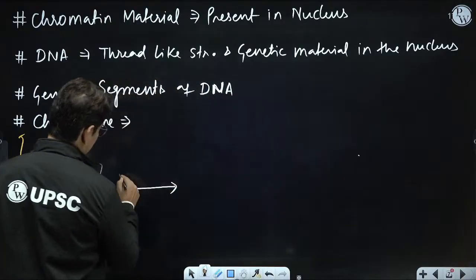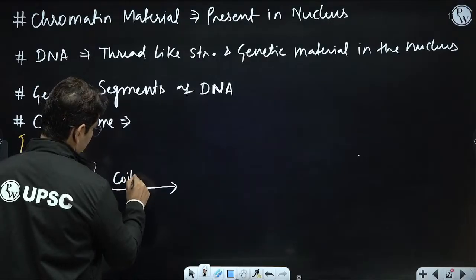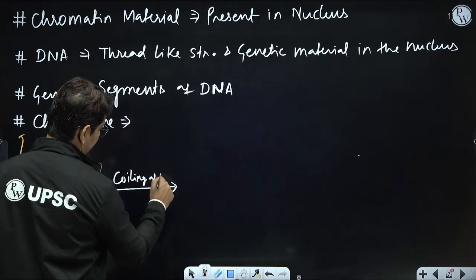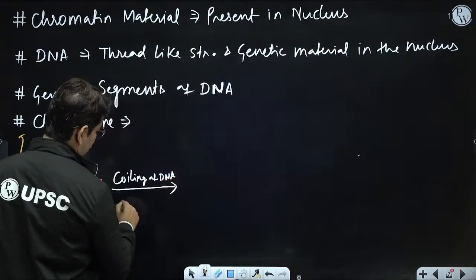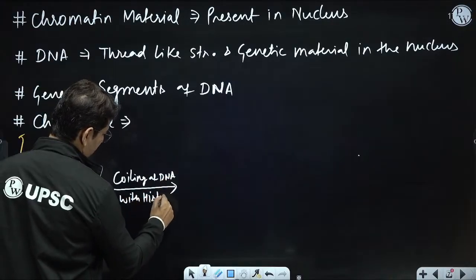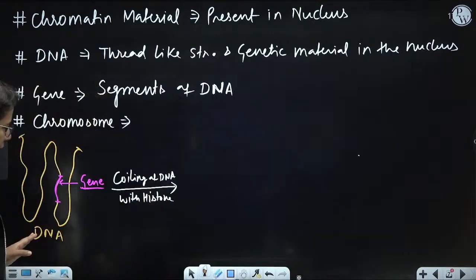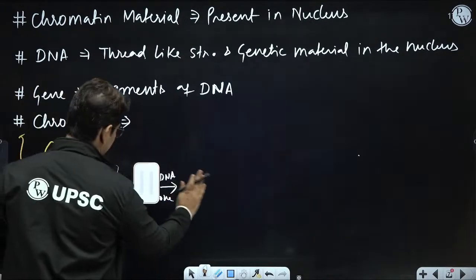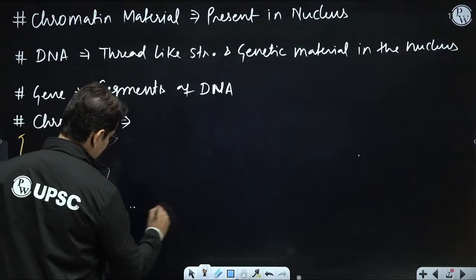So here I am saying coiling of DNA with histone. Histone is what? Protein. The histone is always there. Coiling of DNA with histone. I'm writing again. Let me write it again. So here what is happening?